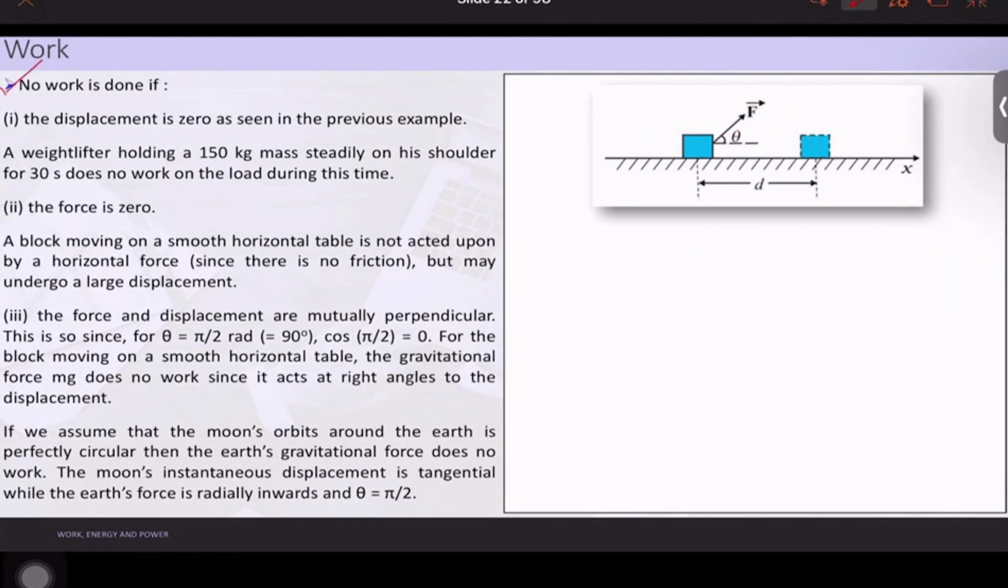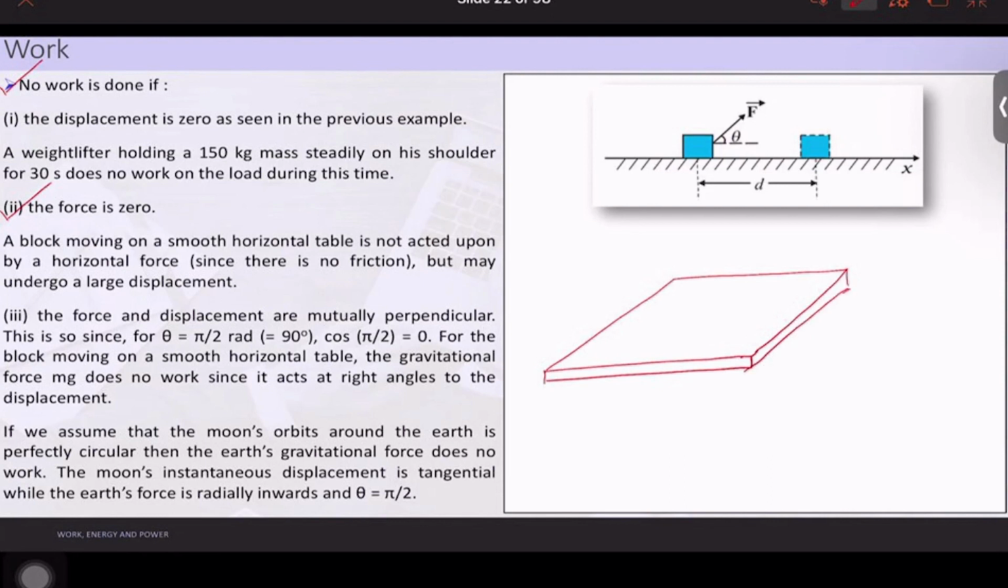Let's move forward. Understand the second example here: when the force is 0. Let us say a block moving on a smooth horizontal table is not acted upon by a horizontal force since there is no friction, but may undergo large displacement. I'm just giving a pictorial representation of the example here. Let us say this is a table which is frictionless.